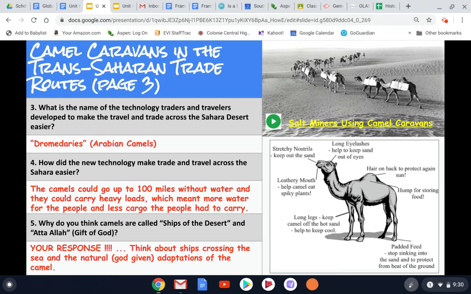Ships of the desert: think about how a regular ship crosses the sea. And Ata Allah, gift of God: also think about some of the natural, or so to speak, God-given adaptations that the camel has. So in your response, why do you think camels are called ships of the desert? And Ata Allah, gift of God. Consider those points as you respond to this question. And that is the end of our pages that I want to cover today.